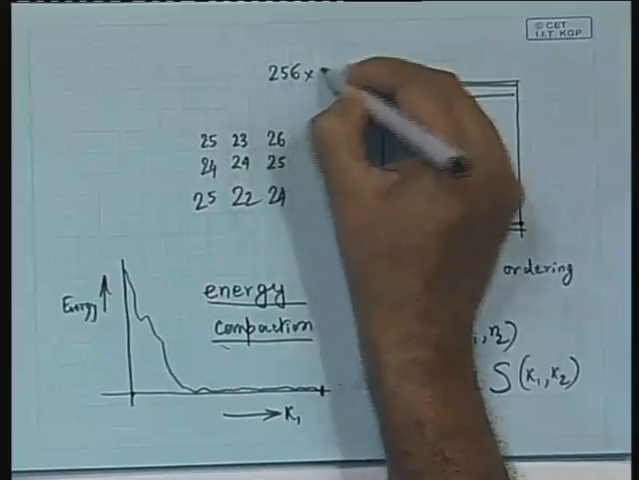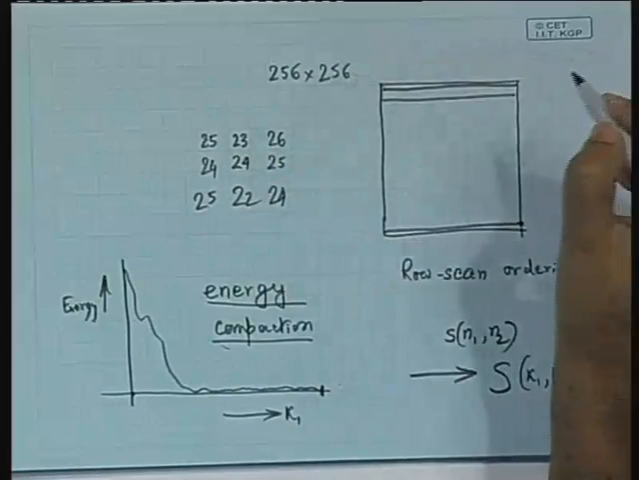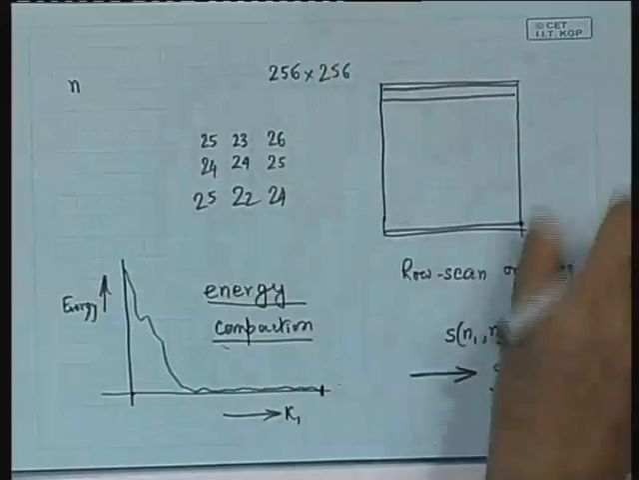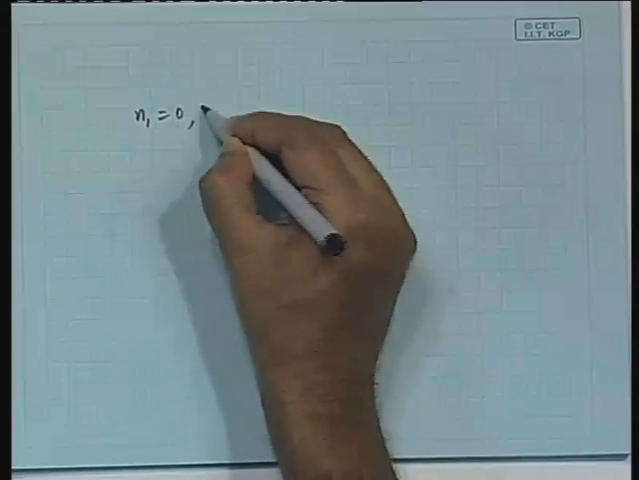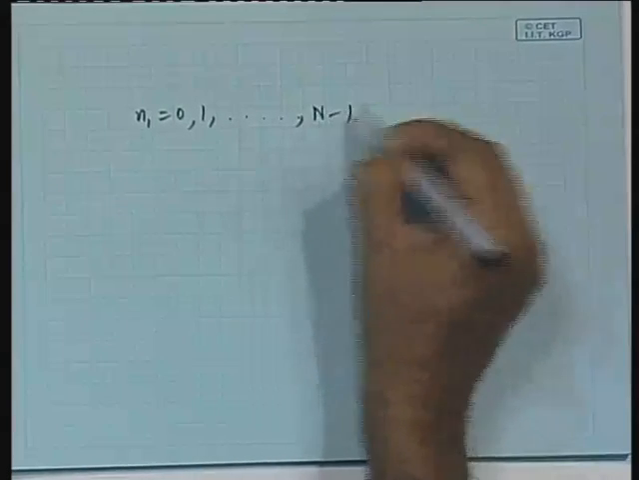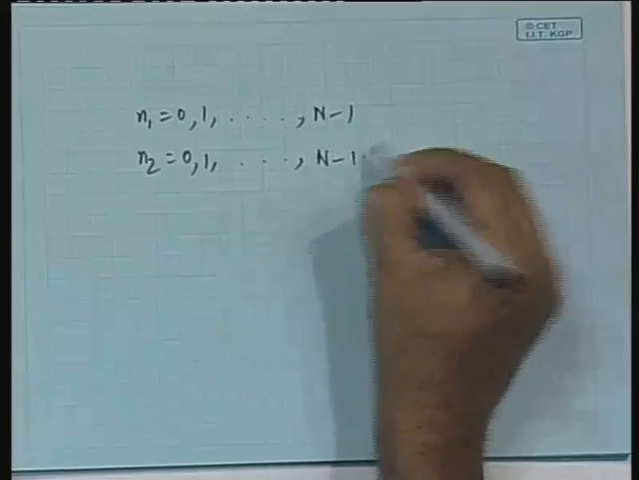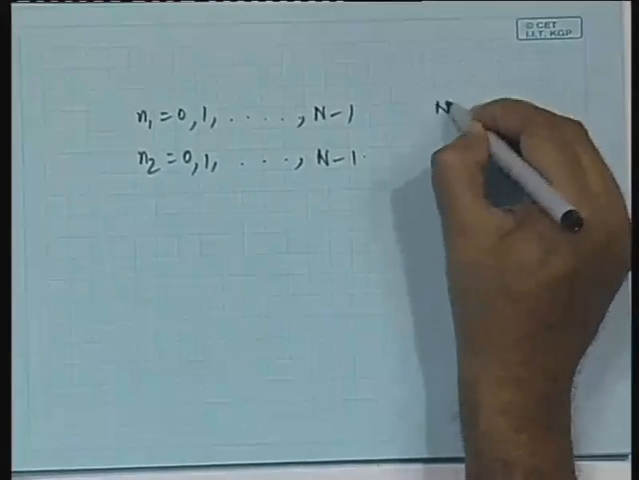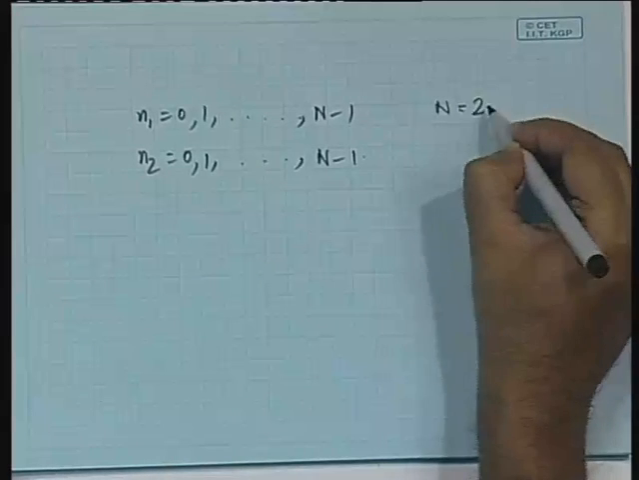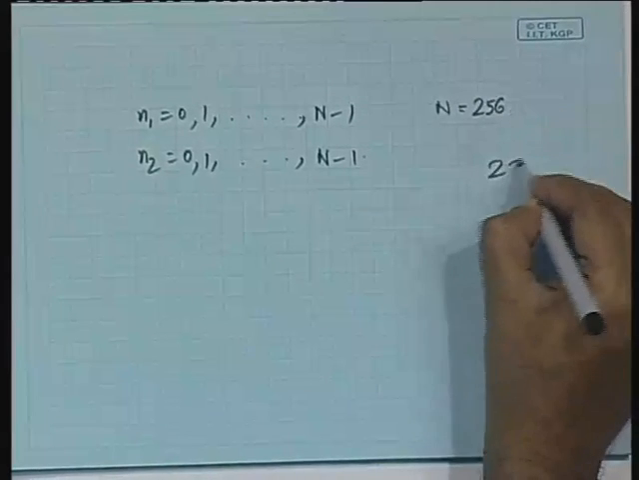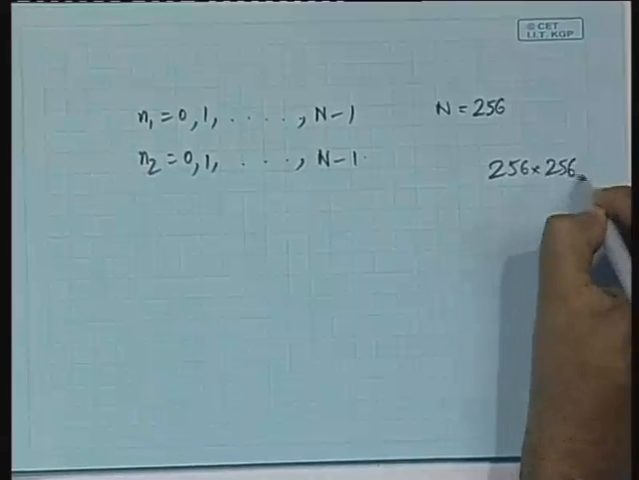Let us say that the image size is 256 by 256 pixels. To represent the image that way, we have n1 as 0, 1 up to n minus 1 and n2 as 0, 1 up to n minus 1. In this case we have used n equal to 256, which is why we are saying that the array is 256 by 256.